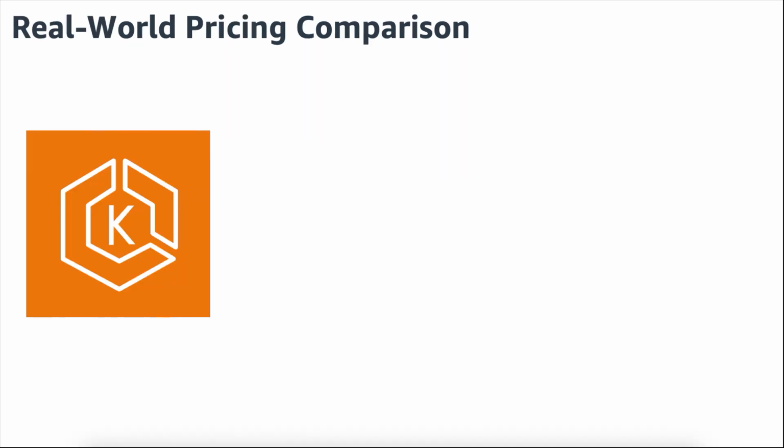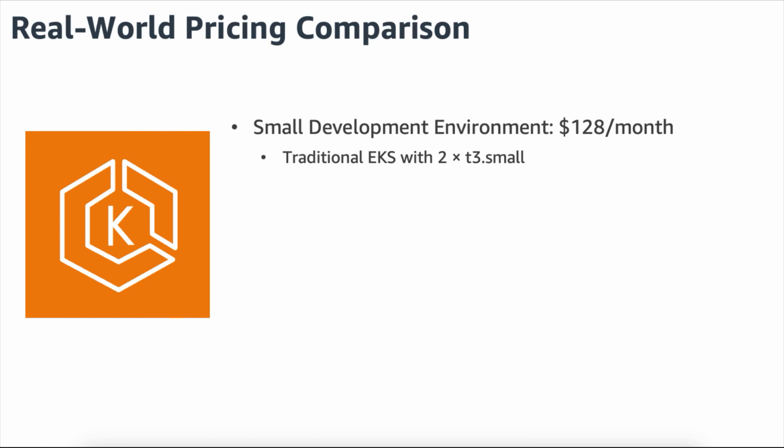Let's look at some real-world pricing scenarios to put these numbers in perspective. I've calculated costs for different deployment models using typical configurations. For a small development environment with traditional EKS and 2 T3 small instances, you are looking at approximately $128 per month. This includes the control plane fee, compute costs, and basic storage and networking.